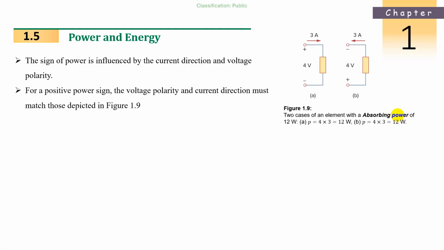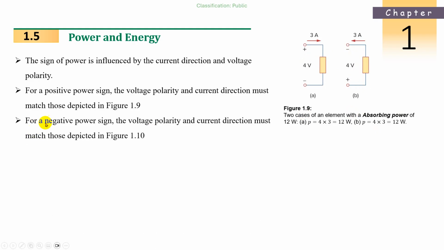Absorbing means eating power, means utilizing power. That is 4 into 3. What is power? Voltage into current. 4 into 3, 12 volts, 12 watts. So what is P? 4 into 3, 12 watts. Here also, in this also, what is P? 4 into 3. Because current here is minus, it's leaving, but what does it mean? It is entering positive only. So both are the same. 12 watts positive, absorbing power.